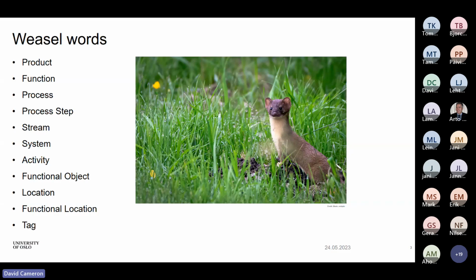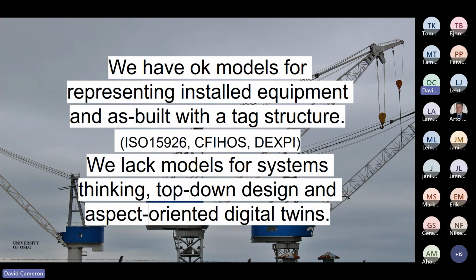So, based on the work we've been doing, we have a message that I'd like to carry across today. This is based on our experience of looking at the data interoperability of what we've been doing and looking at the standards that are available. My statement is, okay, we have OK models for representing installed equipment and as-built with a tag structure, and then the direct design data related to that, exactly as we saw in the last presentation. The standards that support that are the BIM standards, 15926, GFOS and DEXPI.